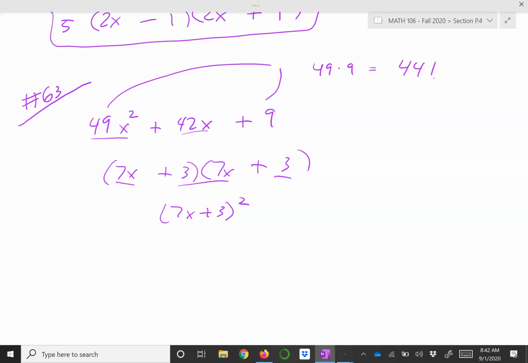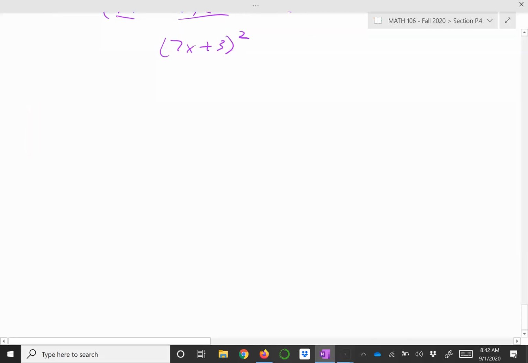Yes? 45. Did you say 45? Yeah, sorry. These masks make it hard to hear, you know? I'm trying to project my voice even more.